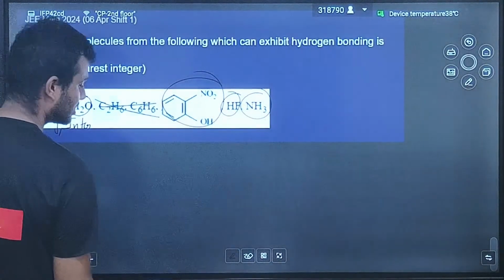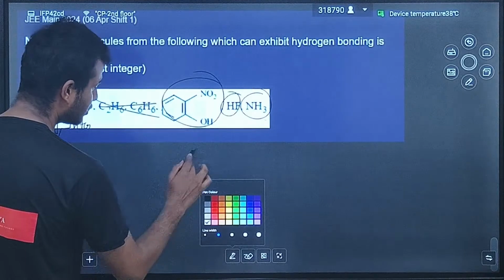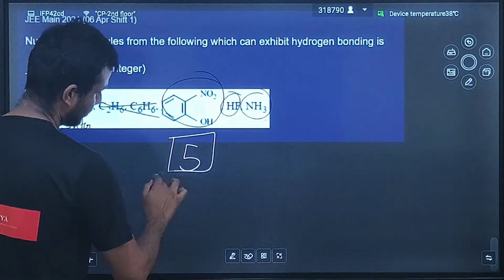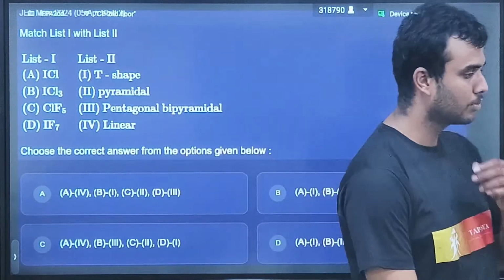1, 2, 3, 4, 5. What is the answer? 5. What is the answer, my dear students? 5. I hope it's 5. Then we move on to the next question. Yes, sir, we can move.